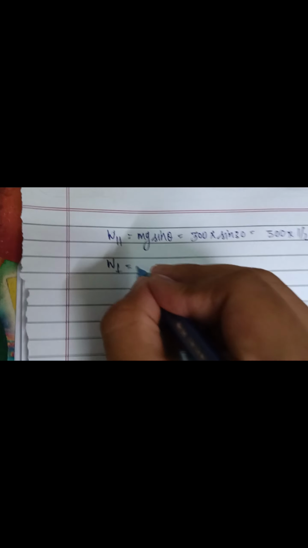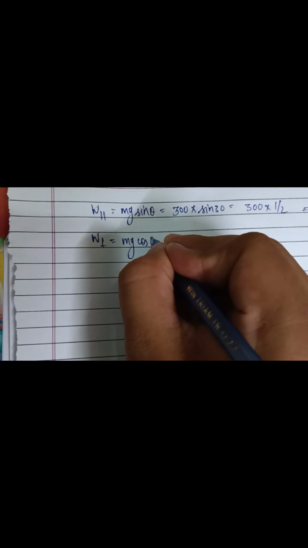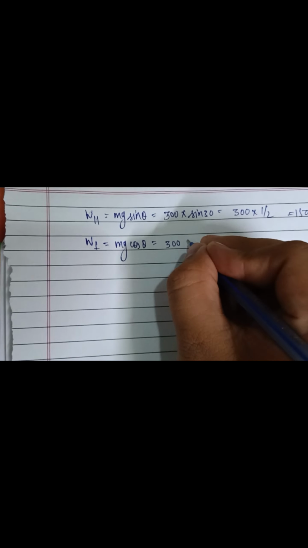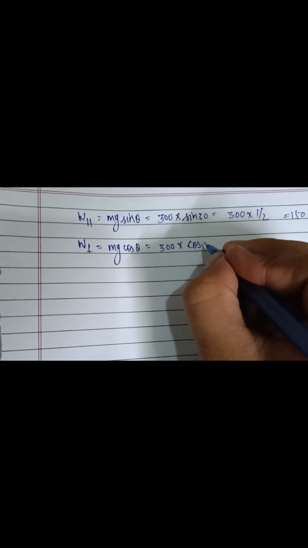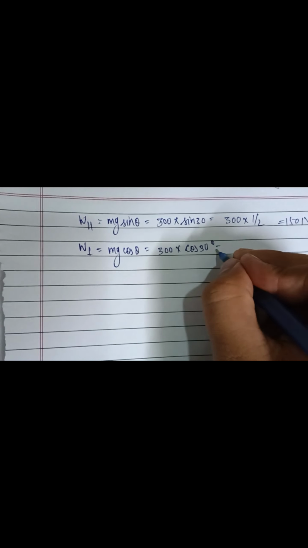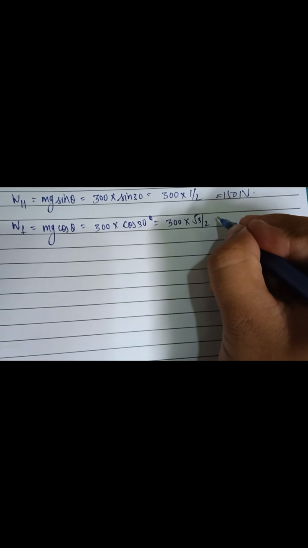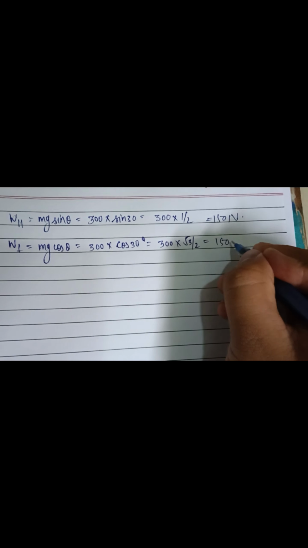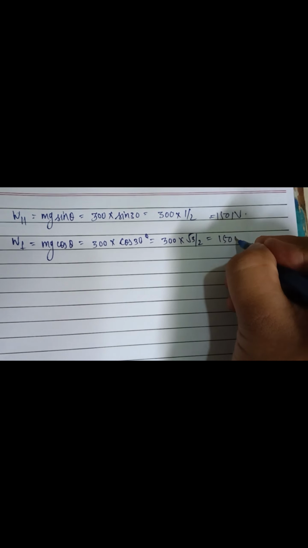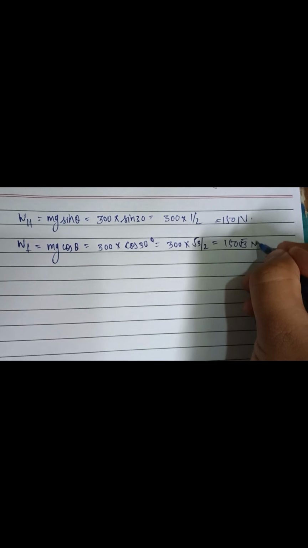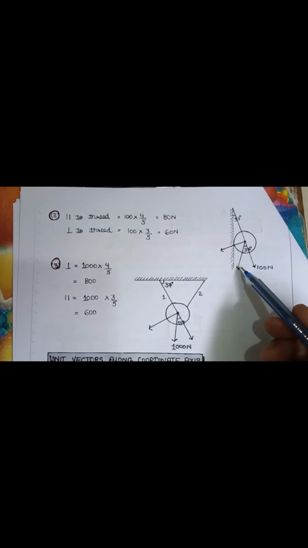The weight of the block in its perpendicular direction will be mg cos theta, which is equal to 300 into cos of 30 degrees, which is equal to 300 into root 3 by 2, which is equal to 150 root 3 Newton. Now let's resolve this weight perpendicular and parallel to the direction of the thread.